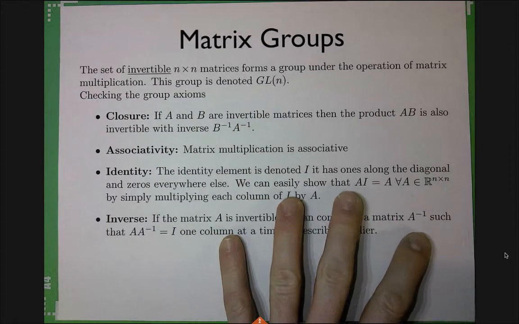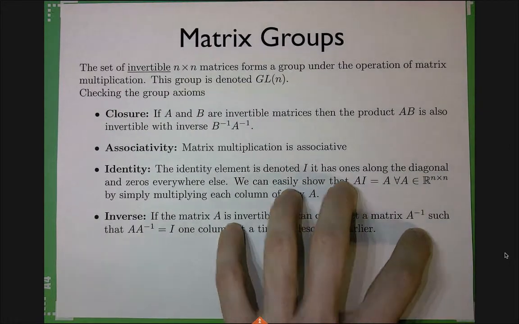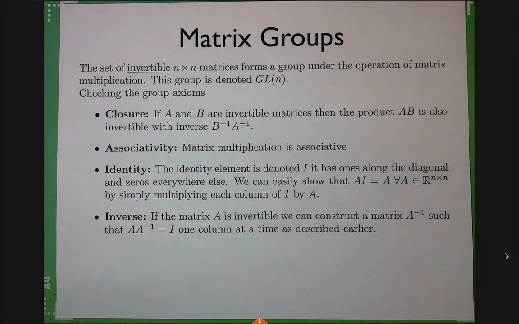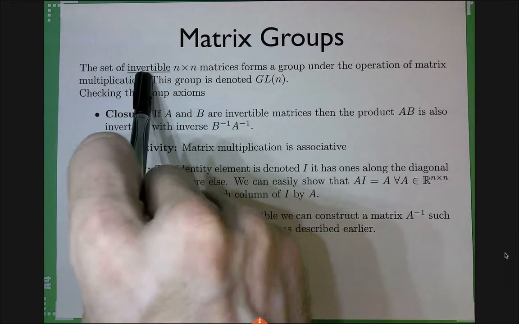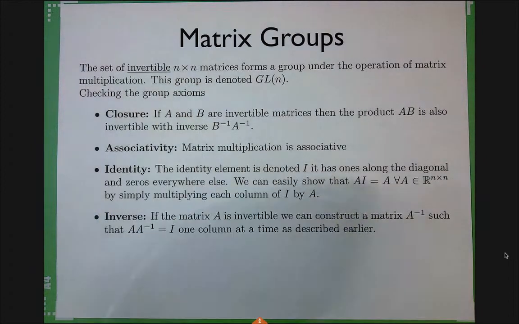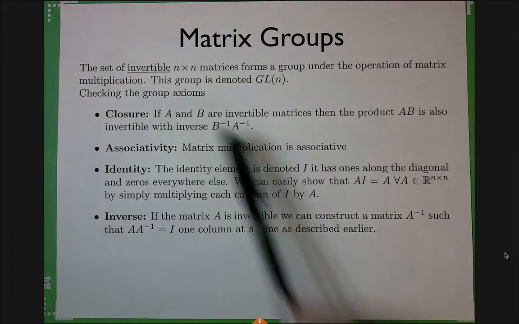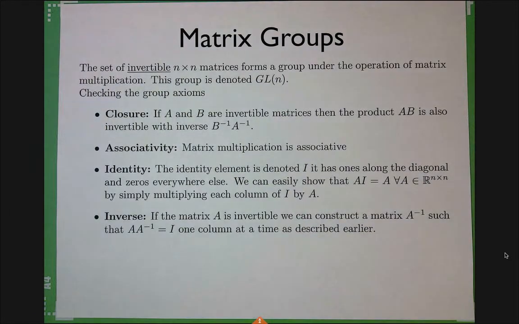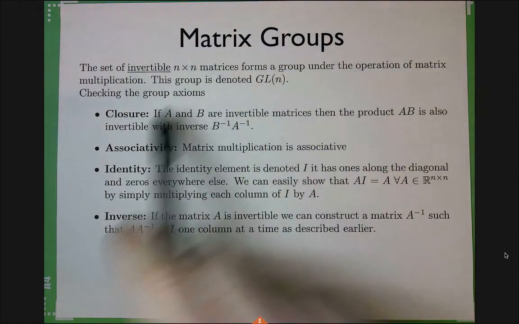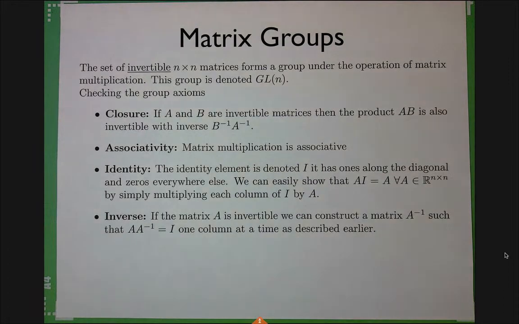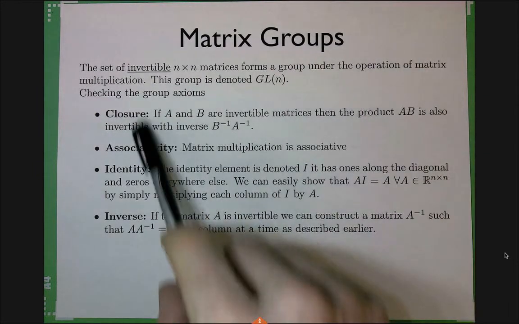Okay, and here we go. The whole point of talking about groups in this course are the matrix groups. The set of invertible n by n matrices. Invertible means the inverse exists, right? I was saying that not all matrices have an inverse, but here I'm just taking the ones that do have an inverse. And these matrices form a group under the operation of matrix multiplication. So matrix multiplication is my group operation. Notice that it is definitely not commutative, right? But it satisfies all the properties of a group.